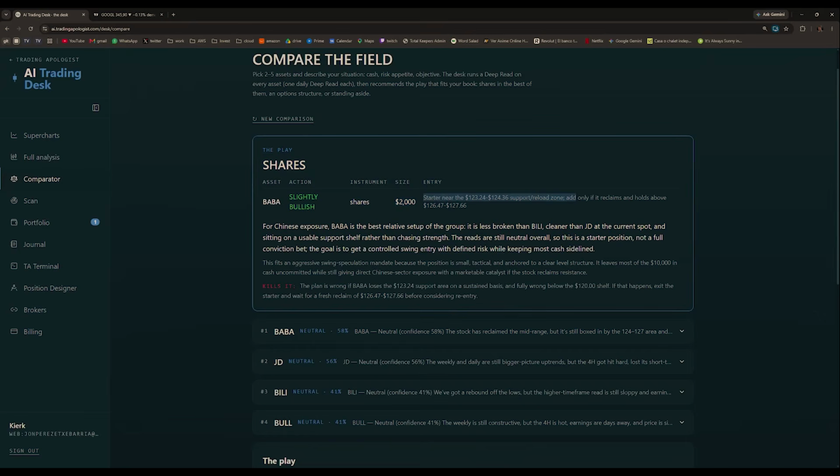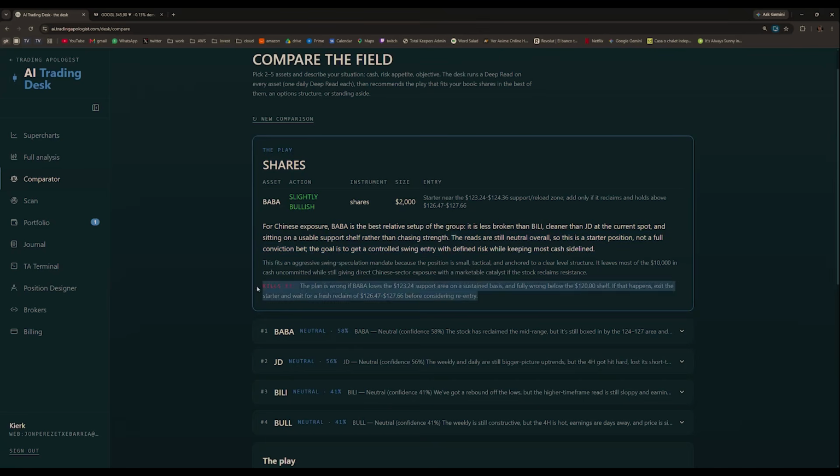This is the entry for Chinese, right? This is what it thinks. It gives you the comparison between them. Chinese exposure: Baba is the best relative setup to the group. It's less broken than Billy, which I think I agree with. Cleaner than JD at the current spot and sitting on a usable support cell rather than chasing strength. The risks are still neutral overall, so this is a start position, not a full conviction bet. The goal is to get a controlled swing entry with defined risk.